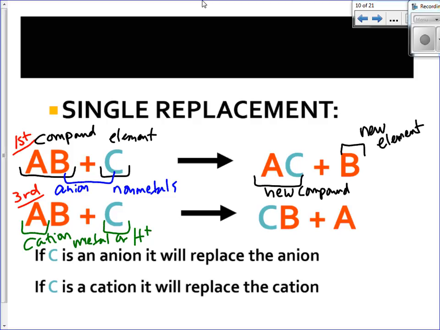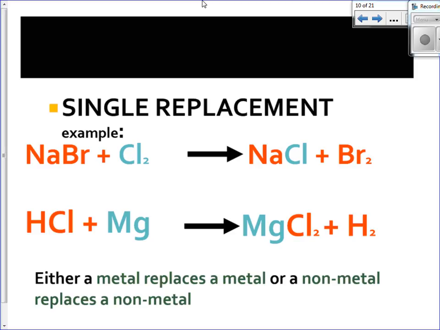Now looking at the examples, which are going to go in the second and the fourth row of your notes, by the way. First example up here goes in the second row. Now, as you can see, the Br is switching places with the chlorine. So that is a nonmetal switching with a nonmetal. And as you see, we get our new compound sodium chloride. But we get our new element too, which is bromine, which is a liquid at room temperature, if you remember. It's also one of the diatomics.